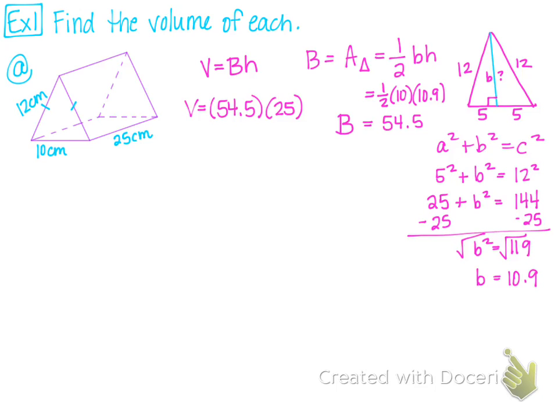Now, be careful. We've got two h's we're talking about here. We've got the height of the triangle base and then the height of the actual prism. So put that in your calculator, and you get that the volume is 1,362.5, and the units is centimeters cubed. Now this is volume, so we're talking about cubic volume. So there's our solution there.